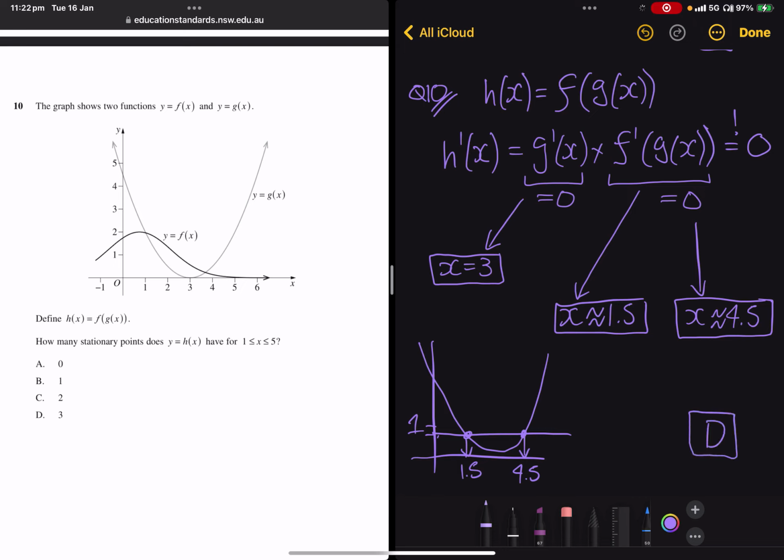Now you can try and do this question without the derivatives, just trying to think intuitively about what happens when you nest functions in other functions. That can be a little bit complicated. So using the definition of the chain rule derivative here was quite a simple way to go about it.